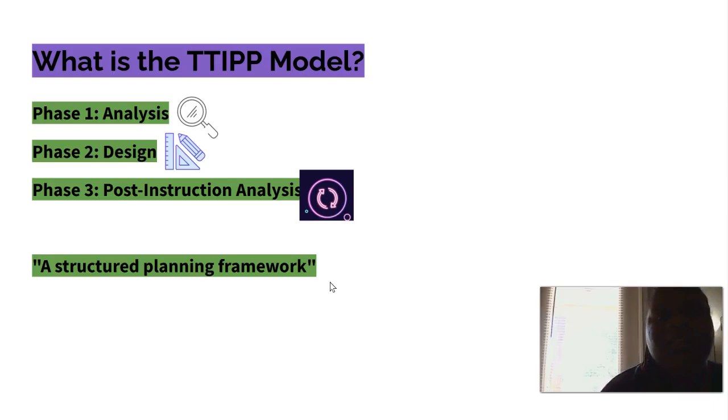The TIPP model has three main phases that guide teachers through purposeful technology integration. Phase 1 is analysis, where we identify problems and assess resources. Phase 2 is design, where we plan our integration strategy. And Phase 3 is post-instruction analysis, where we reflect and improve. The key is that this prevents us from using technology just for the sake of technology. Instead, we solve real problems.